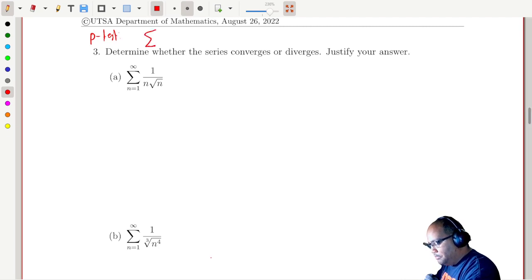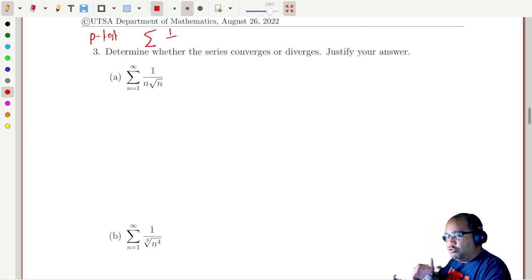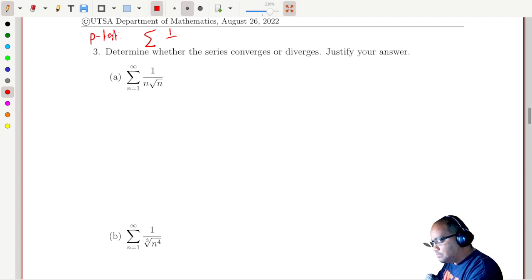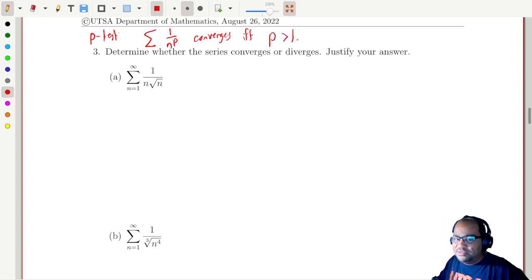So the sum here, and I'm going to omit the indices, but we're going to assume that n starts from at least 1 or further on. If I have the sum of 1 over n to the p, this sum converges if and only if p is strictly bigger than 1. This is powerful.